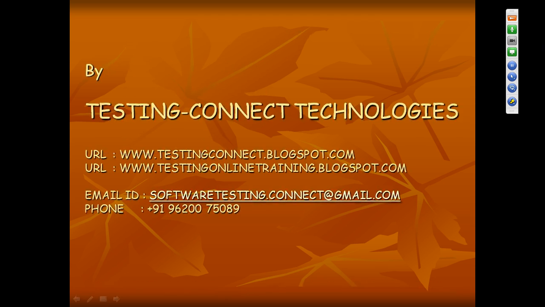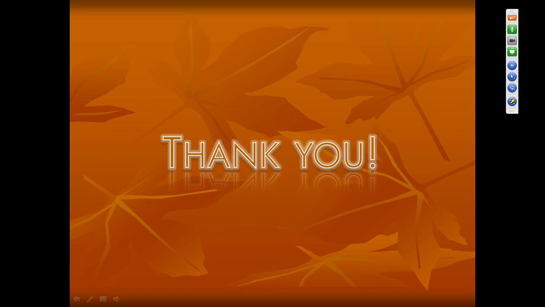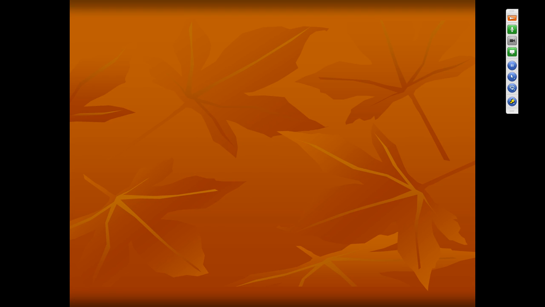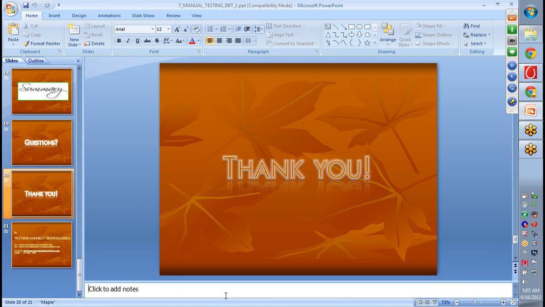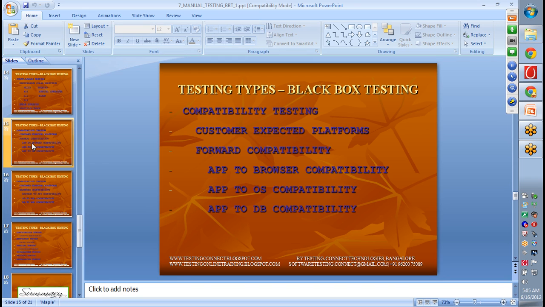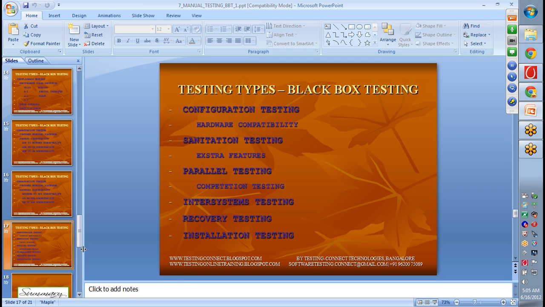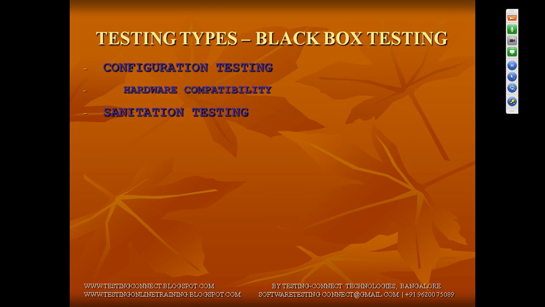So parallel testing you can consider as competition testing. That one companies will take care of, so you can leave it.